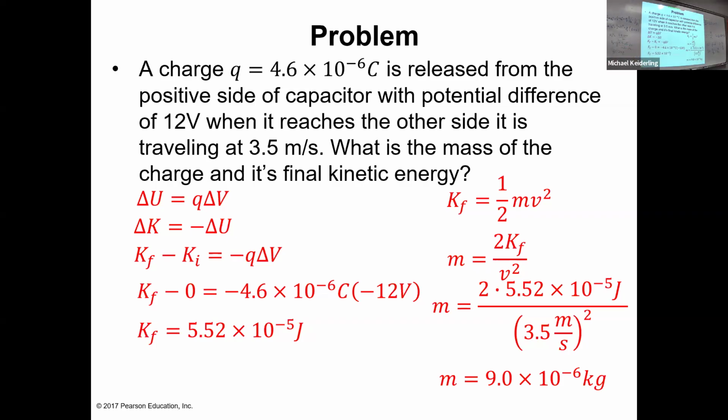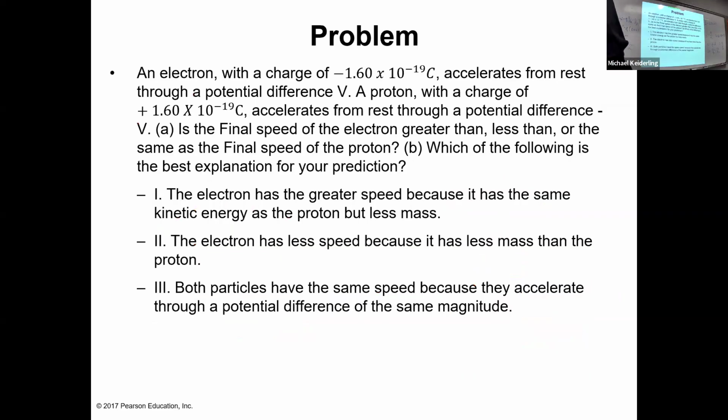So just remember that voltage corresponds to potential energy. So an electron, which has a charge of minus 1.6 times 10 to the minus 19 coulombs, accelerates from rest through a potential difference of V. A proton with a charge of plus 1.6 times 10 to the minus 19 coulombs accelerates from rest through a potential difference of minus V.